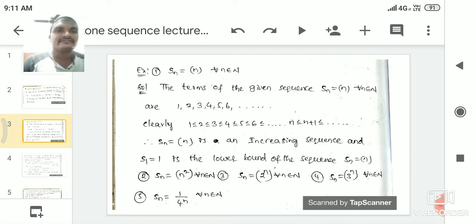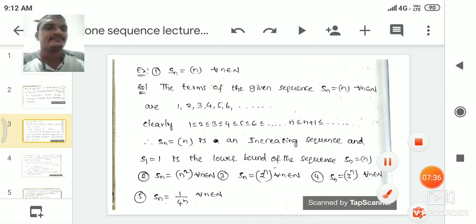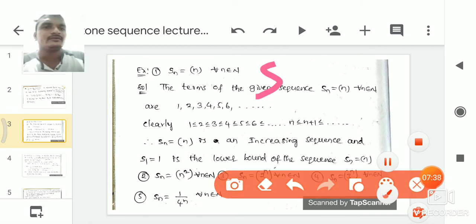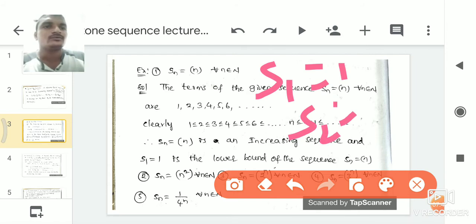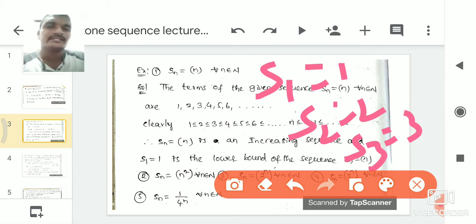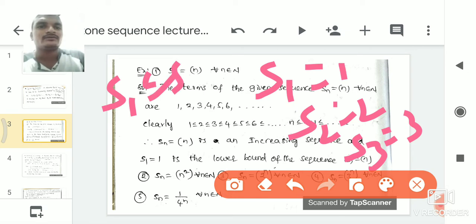The terms of the given sequence Sn is equal to n are: the first term of the sequence is 1, S1 is equal to 1. What is the second term here? S2 is equal to 2 and S3 is equal to 3. So what is the relation between them? 1 is less than or equal to 2 is less than or equal to 3. That is, S1 is less than or equal to S2 is less than or equal to S3.